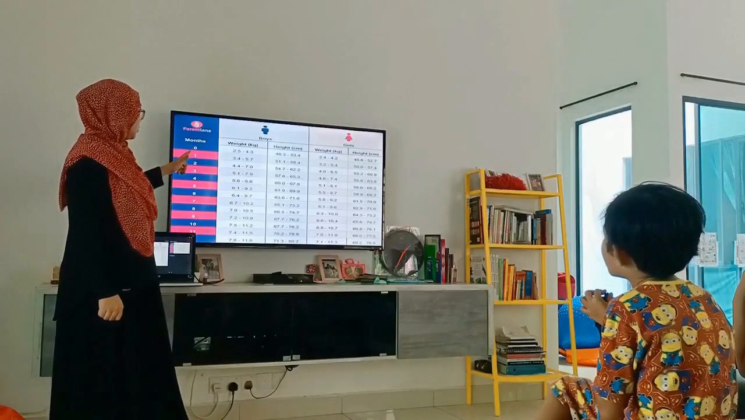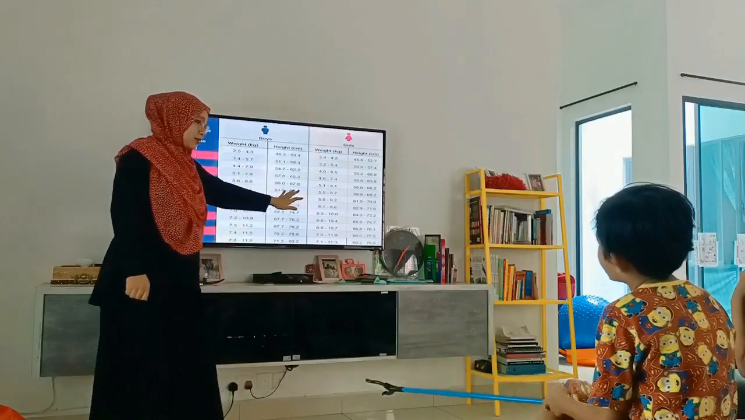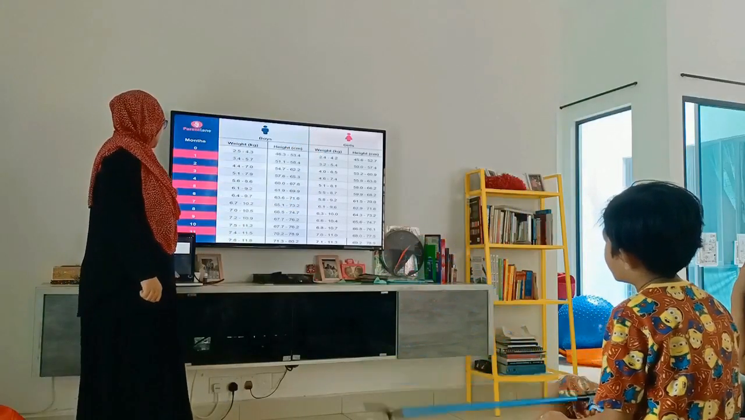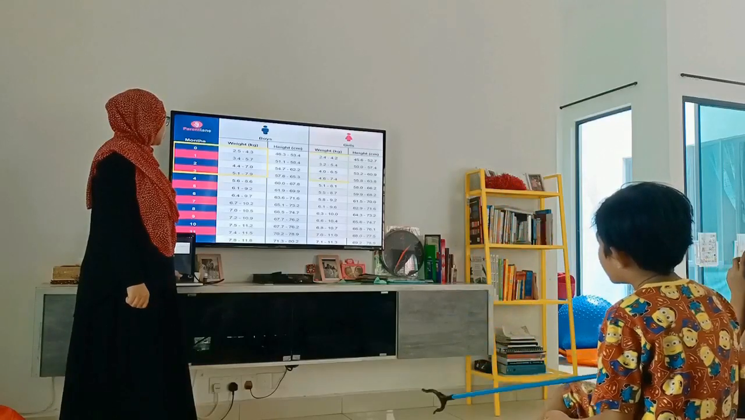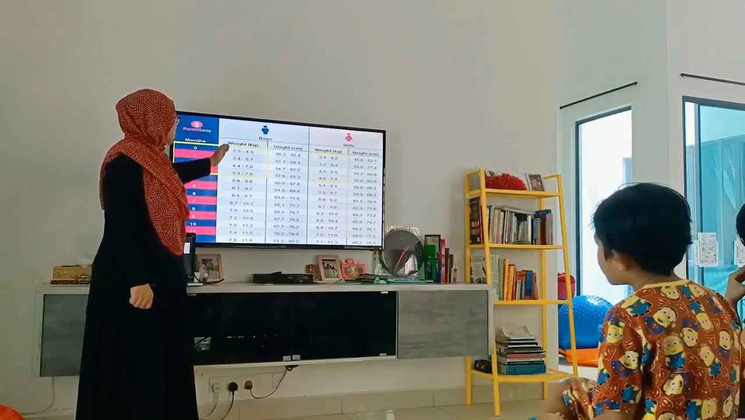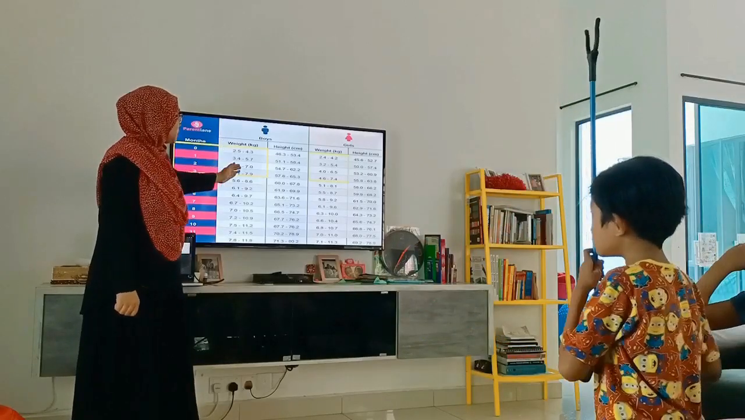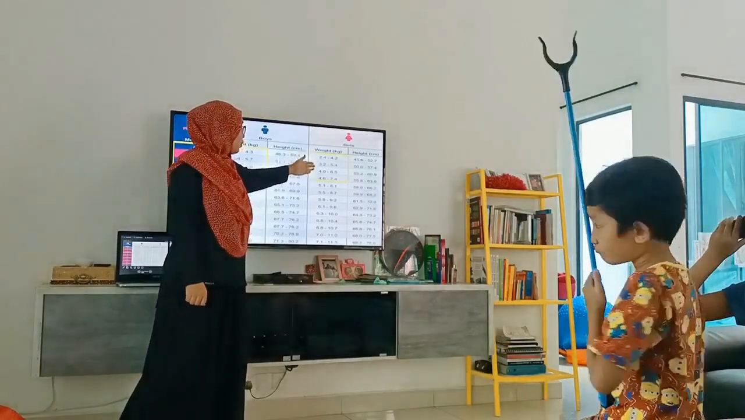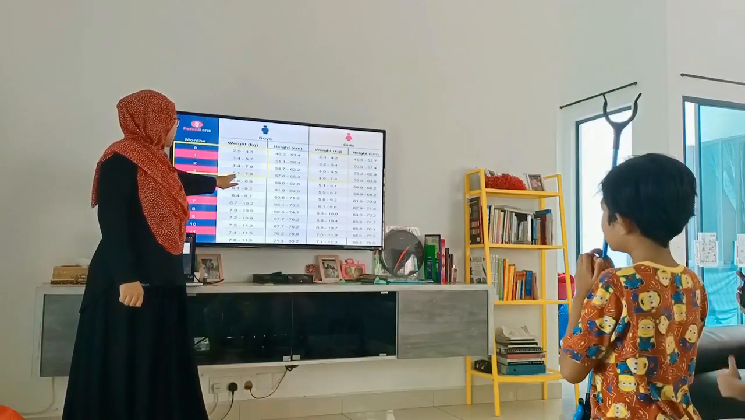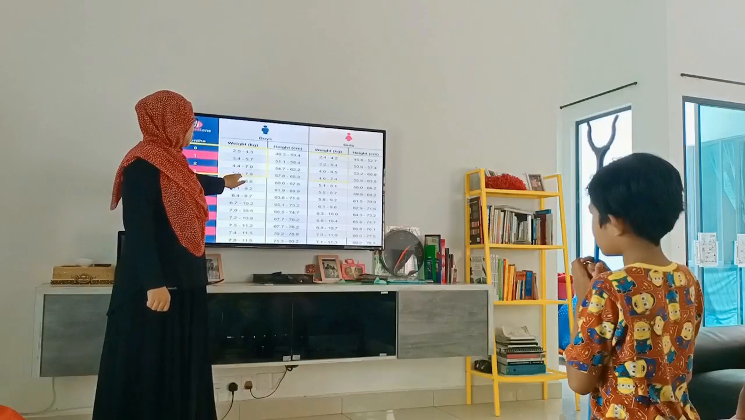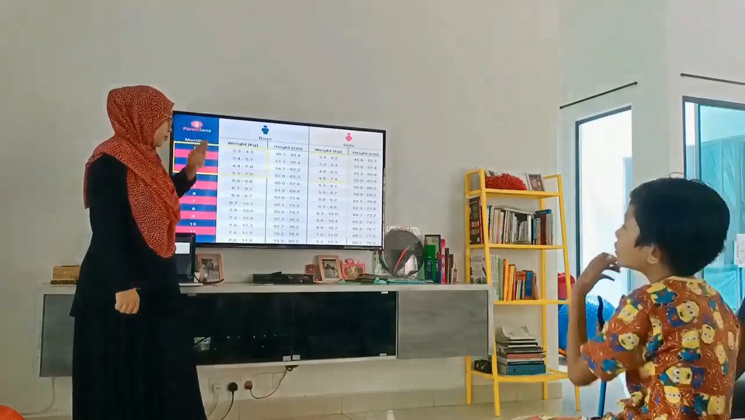This is the chart for boys' weight and girls' weight. Focus only on until 3 months old. This is the normal range of body weight for boys, and this is normal body weight for girls. So you can see the difference, which is 5.1 kilogram is still normal, and for the girl 4.6 kilogram is still normal for 3 months old.